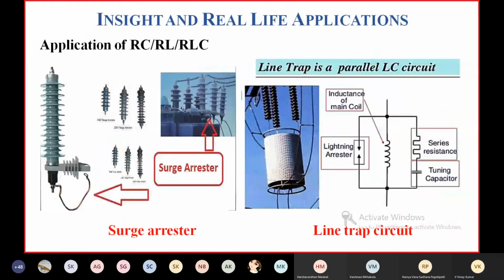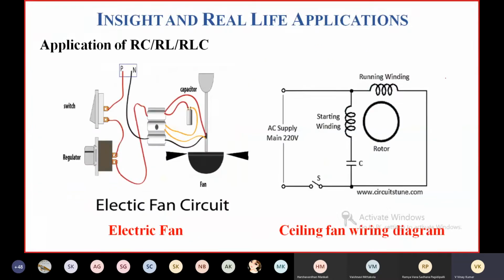You can have a parallel LC circuit, a line trap. In a substation we will have this kind of arrangement. We'll have this line trap circuit. In a substation we also have a surge resistor. We will be having a surge resistor and a line trap. A line trap is a parallel LC circuit.